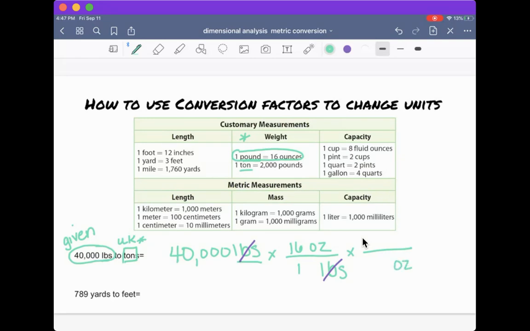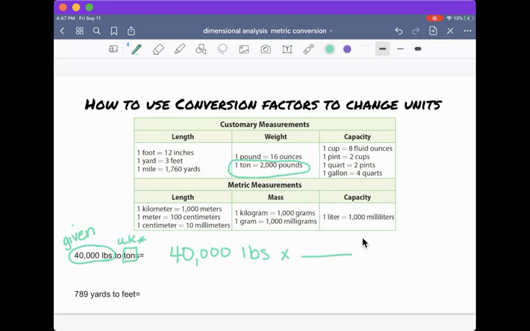So now we need ounces on the bottom. And so, well, look at me. I didn't even need both of them. Already messing up here. Let's try this again. Sorry, guys. I didn't even read that equality right. Okay. So actually, we only have to use one equality. Look at me looking over that. There it is. 2,000 pounds equals 1 ton.